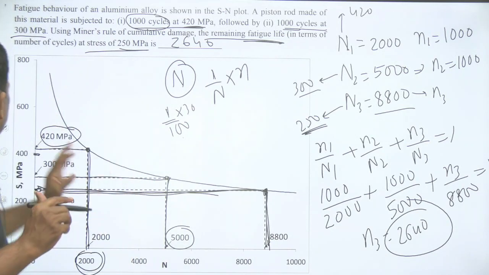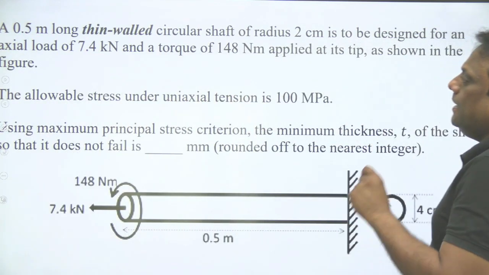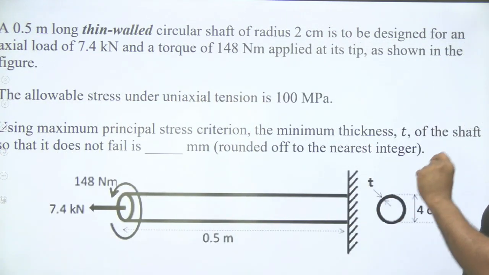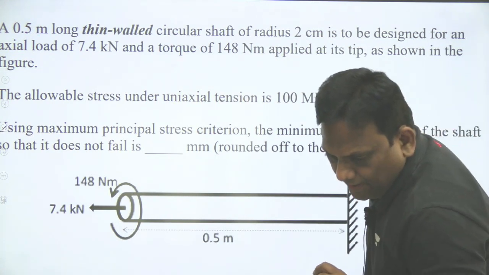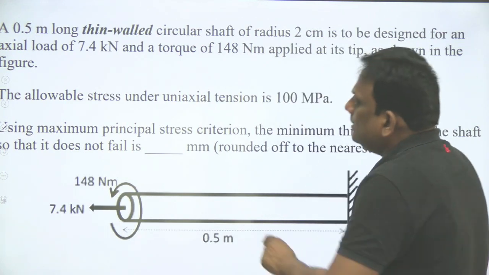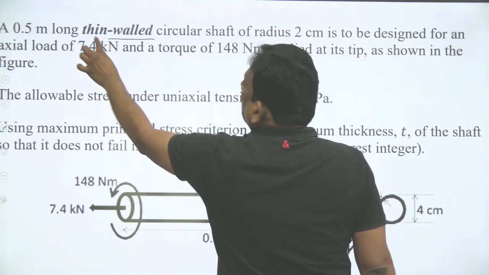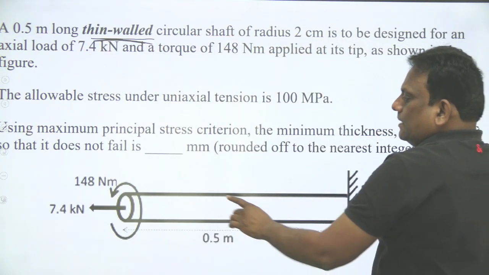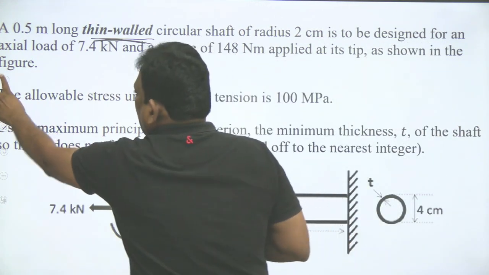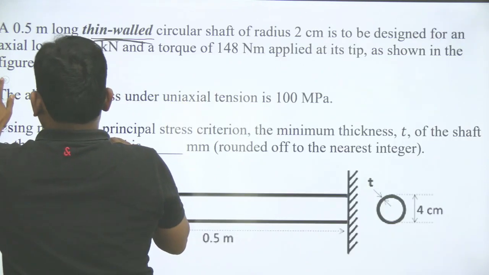We'll move to the next one. Take this question. Again, a good question. A 0.5 meter long, thin walled circular shaft. I repeat, sirs, the length is half meter. Thin walled, and he has highlighted also. Circular shaft of radius 2 meter. Okay, I'll write here, the radius is 2 centimeter. I'm sorry, sir, 2 centimeter.